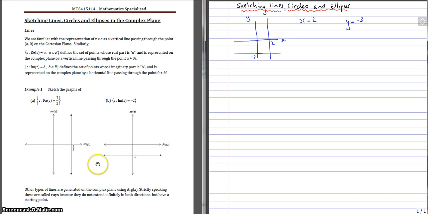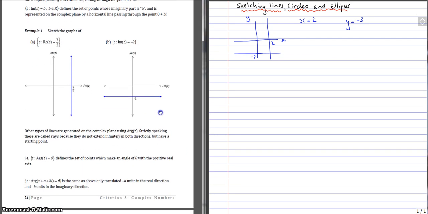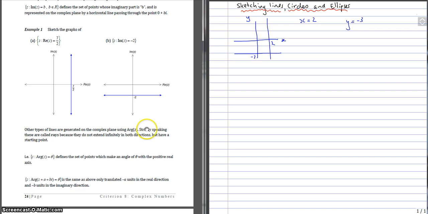Okay, there are other types of lines generated on the complex plane using arg z. So this is just your vertical and horizontal lines, but there are others. Strictly speaking, these are called rays, because they're not lines that extend infinitely in both directions as these do, with arrows showing that it goes infinitely negative and infinitely positive, either vertically or horizontally. Rather, these rays start at the origin and extend out depending on the angle.